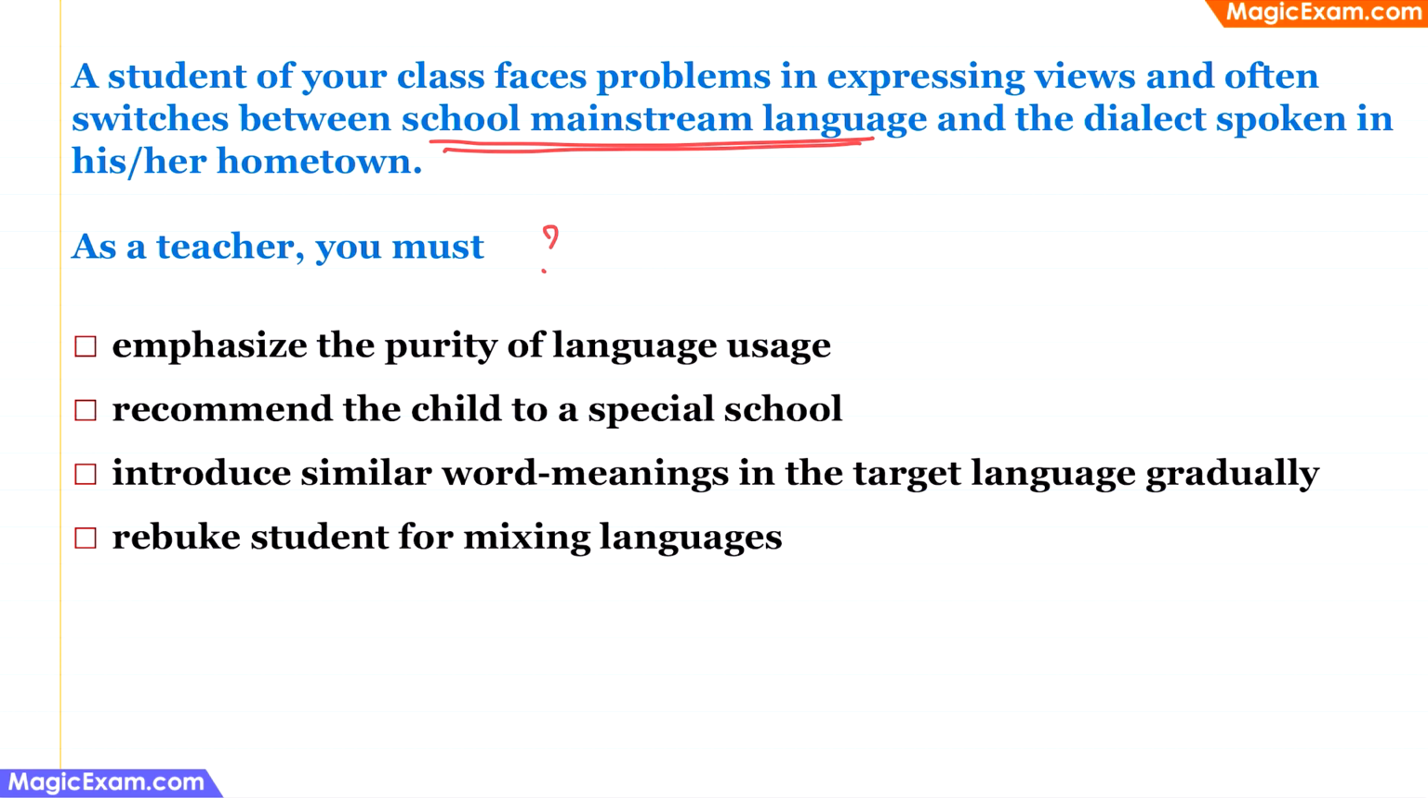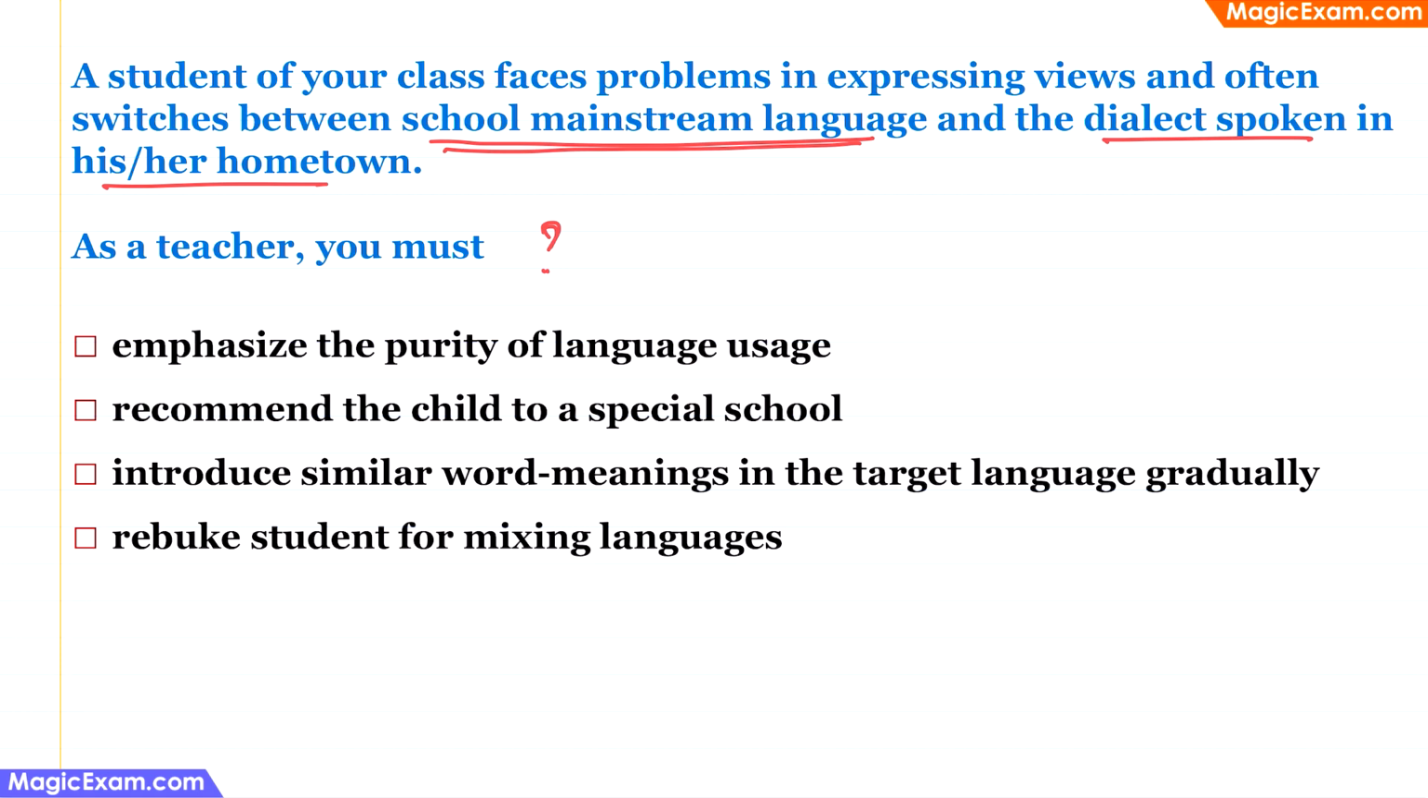It might be English, it might be Hindi, or it might be the language of the state where the school is located. And because the child is facing difficulty in communicating some of the words or some of the phrases, he keeps switching to the dialect spoken in his or her hometown. So this is the native language. As a teacher, what must you do? Now, even though this is not a direct question, this can be answered using Lev Vygotsky's theory.